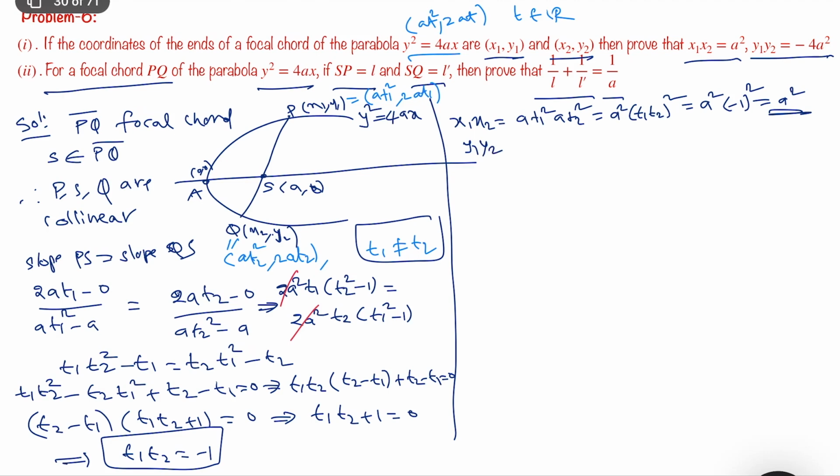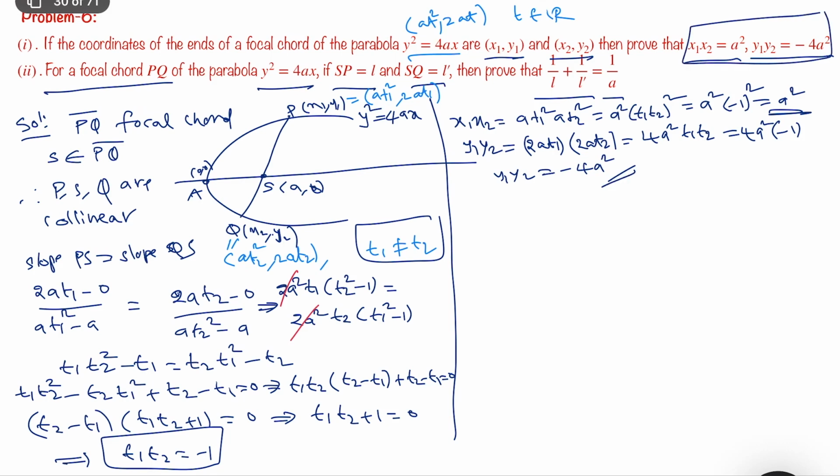Now y1 y2. What is y1? 2a t1 times, what is y2? 2a t2. So it's going to be 4a square t1 t2. Now 4a square, but what is t1 t2? Minus 1. So we have y1 y2 equal to minus 4a square. Okay, so we are done with this. We proved that x1 x2 equal to a square and y1 y2 equal to minus 4a square. So we are done with the first one.